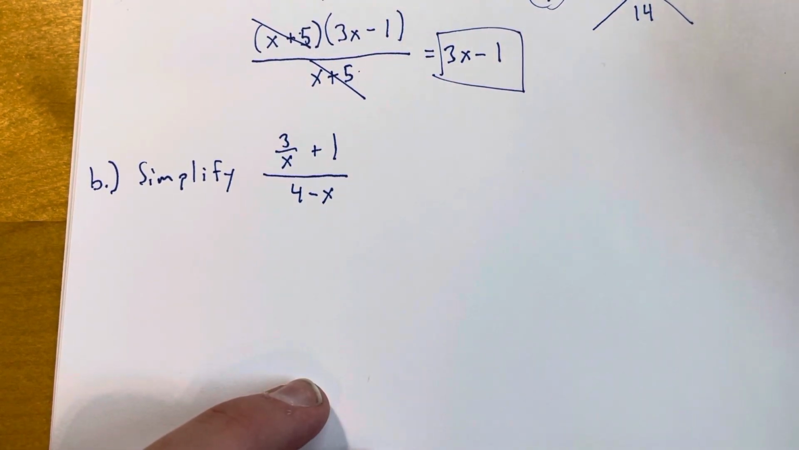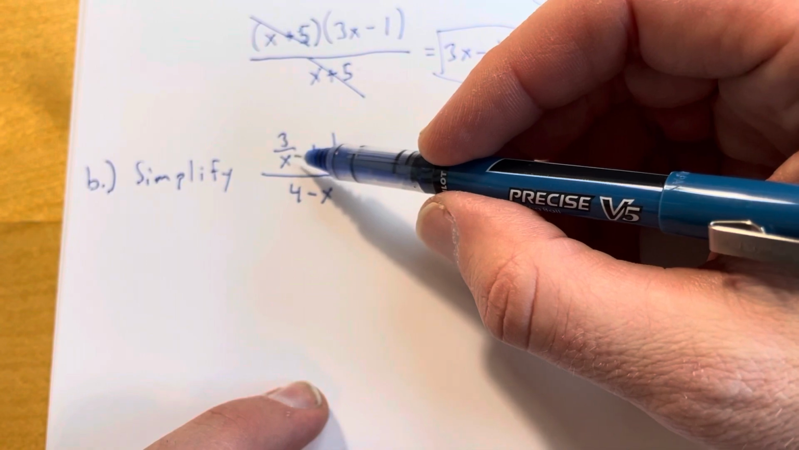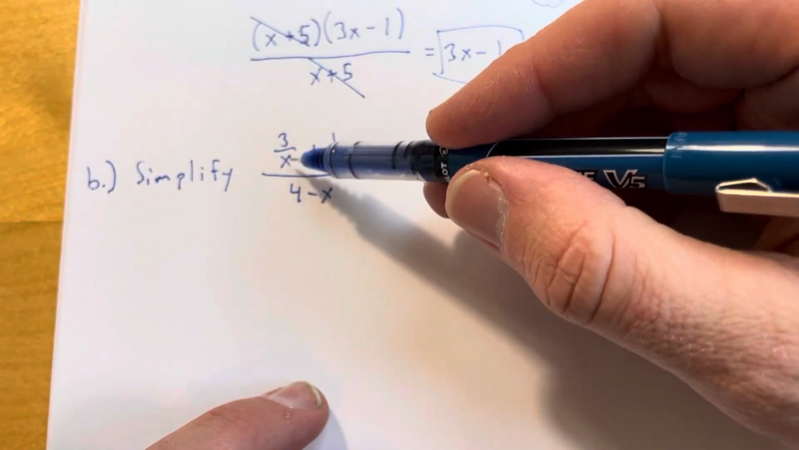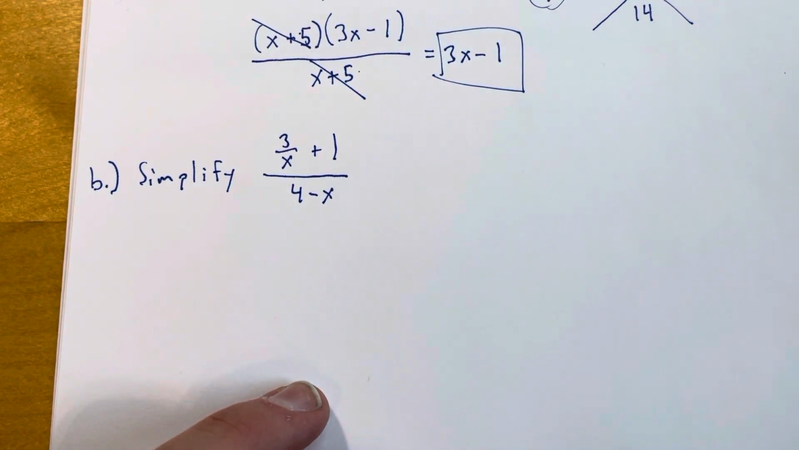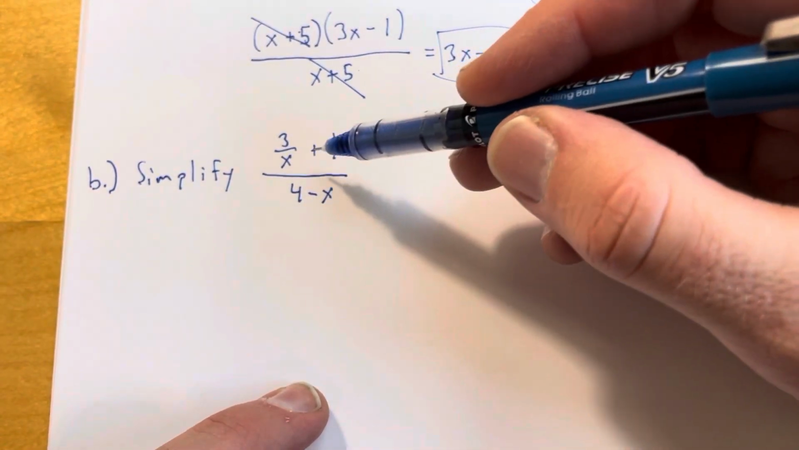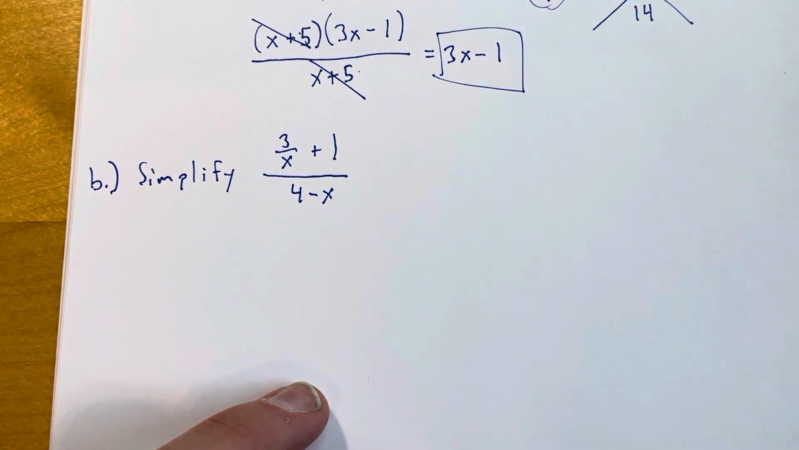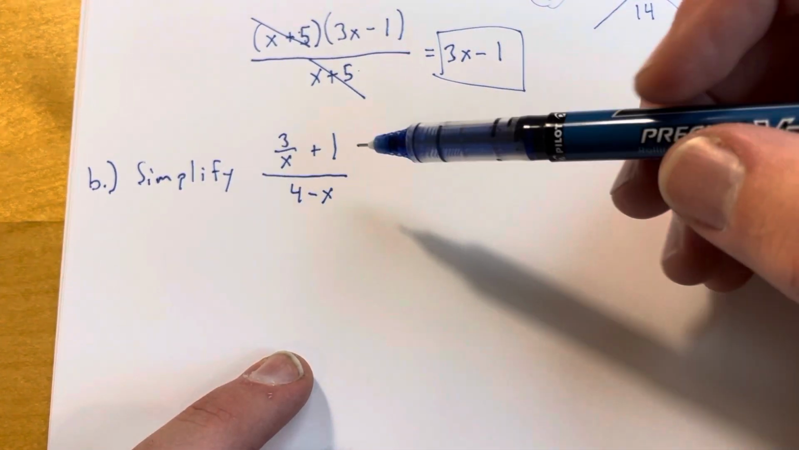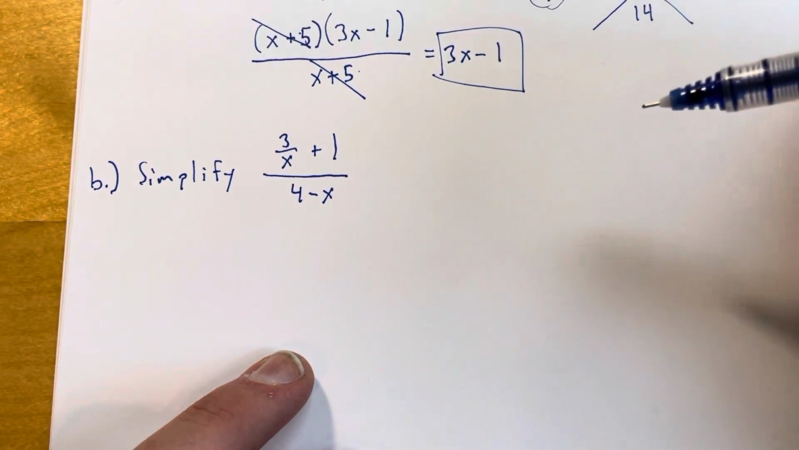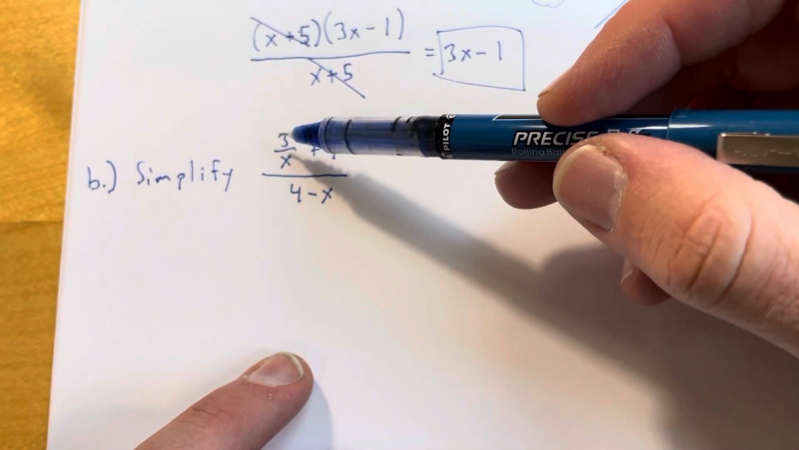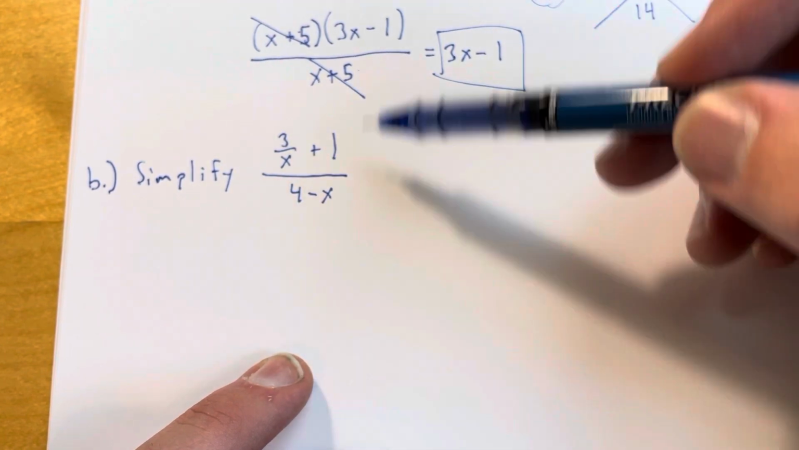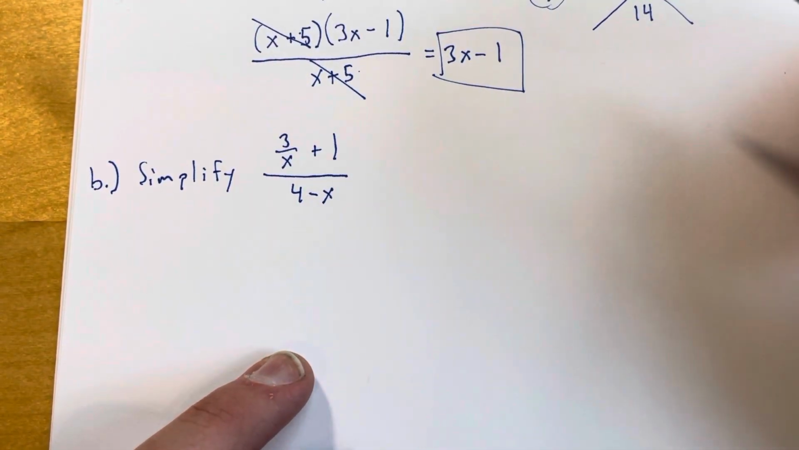But what we mean by complex rational expression is that we have rational expressions appearing within larger rational expressions. This 3 over x just by itself is a rational expression, but it's appearing in this larger rational expression right here. So what we do in these cases is we try to eliminate any of the small denominators that are appearing here. And by small, I mean like this 3 over x, this smaller rational expression within the larger one. I want to eliminate that x somehow.